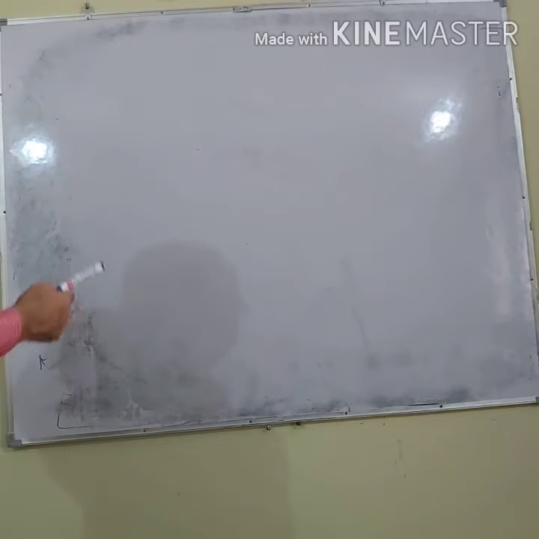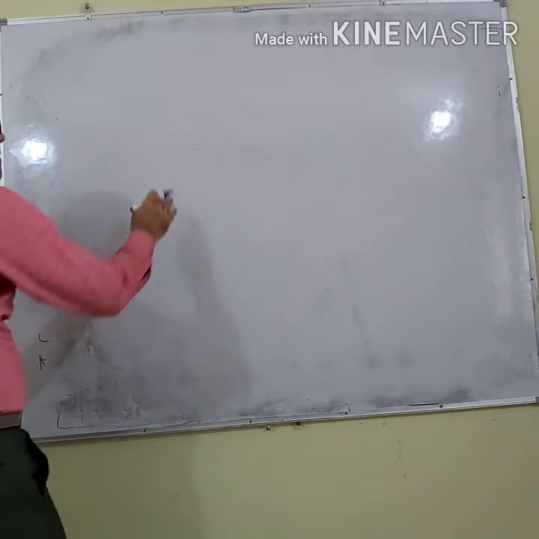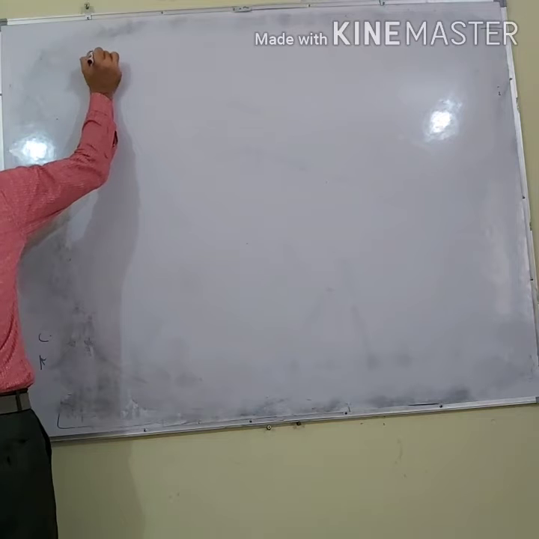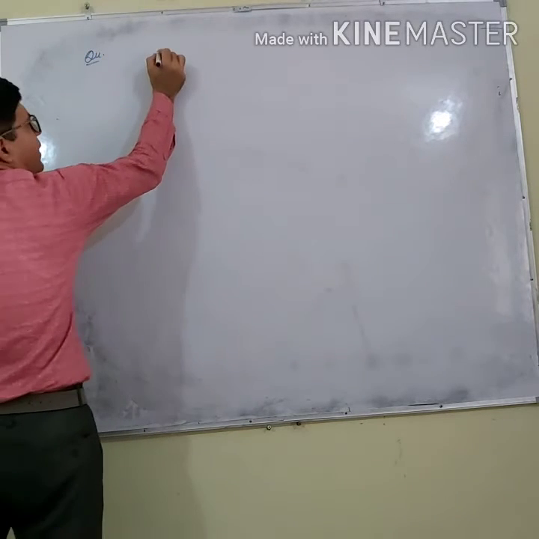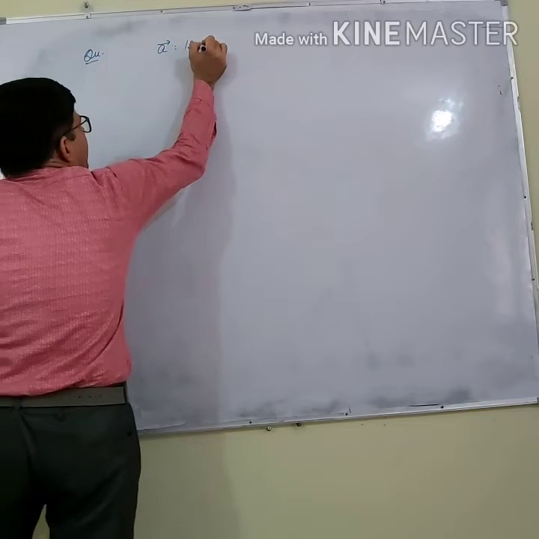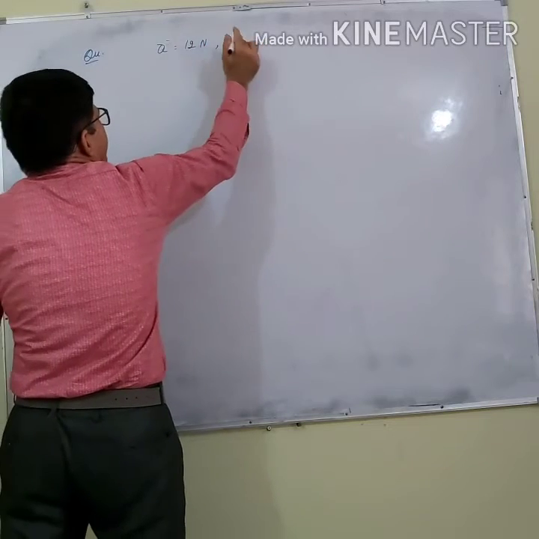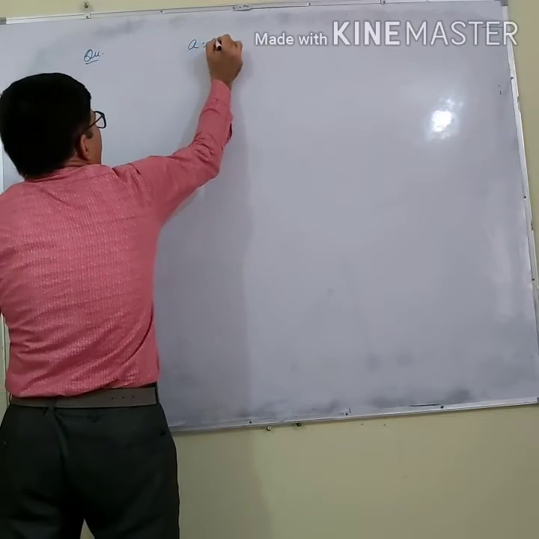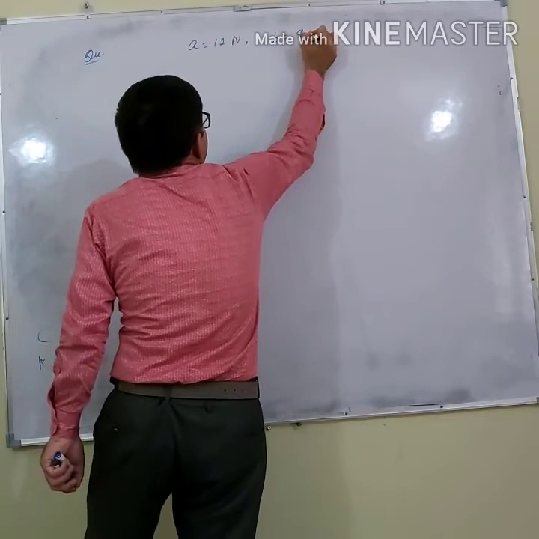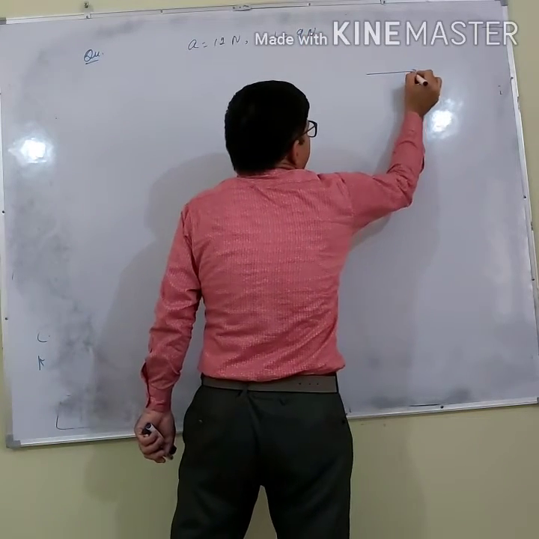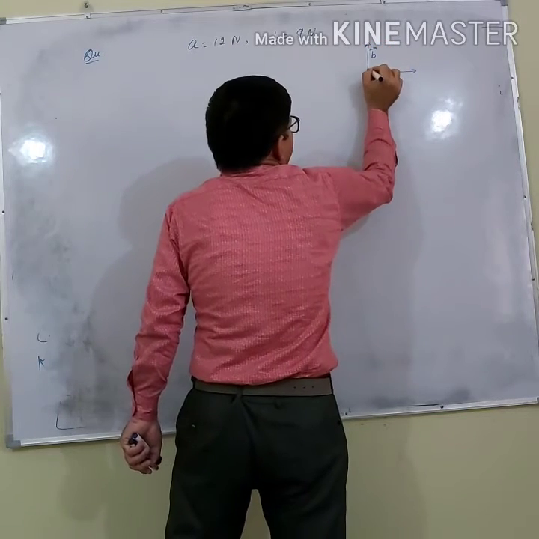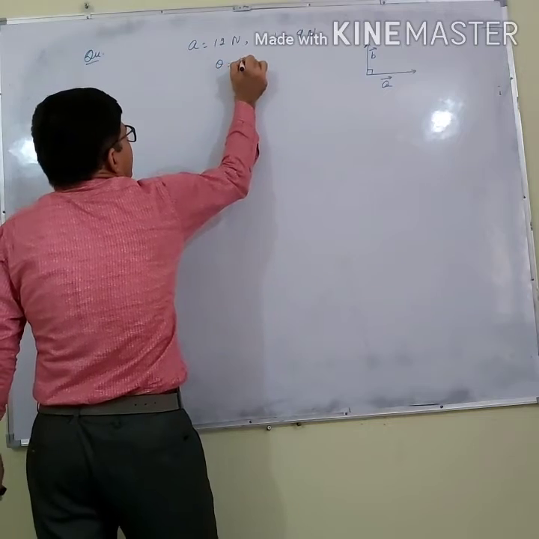Now let us do questions based on the triangle law of vector addition, the polygon law of vector addition, and the parallelogram law of vector addition. Now what is the question? Let us say I am having two vectors: vector A of magnitude 12 Newton and vector B of magnitude 9 Newton, and the angle between them is 90 degrees.